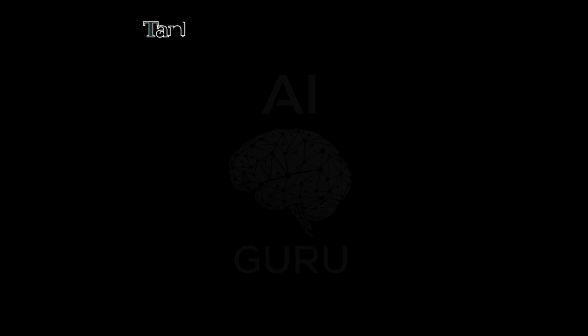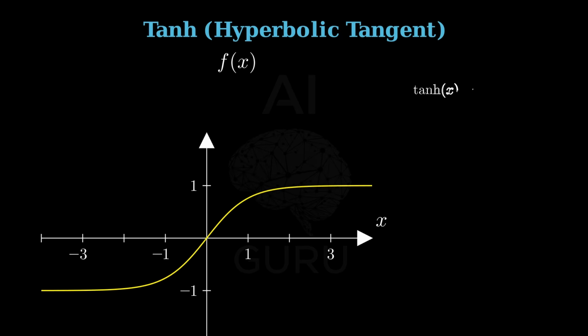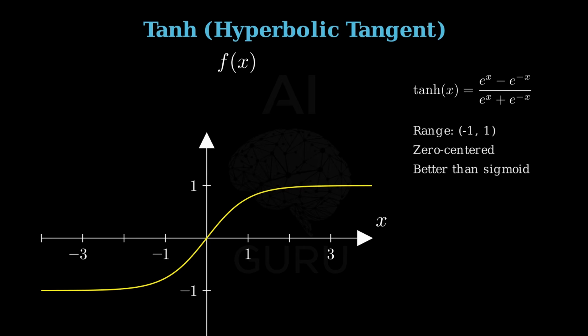Exactly. Then you have the hyperbolic tangent, or tanh. It's a very similar S shape, but it's actually just a rescaled sigmoid. Yeah. And its output range is from -1 to +1. That's a key difference because it means it's symmetric around 0, which can help with training.